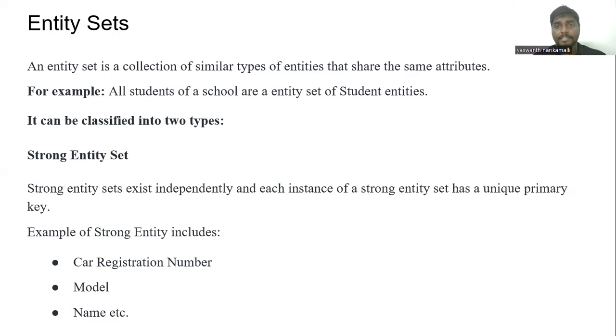Now, entity sets are classified into two types. One is a strong entity set. Two is a weak entity set. How can we call strong and weak entity sets? Basically, a strong entity set exists independently, and each instance of the strong entity set has a unique primary key, like employee ID. Or if you take strong entity sets, they are car, employee, model, name.